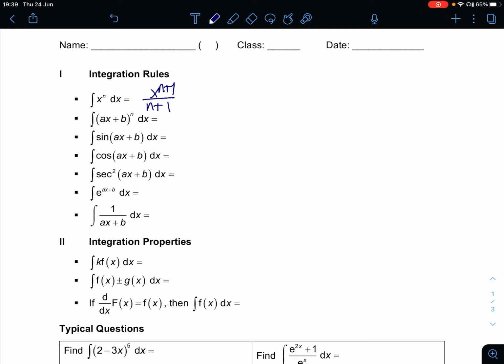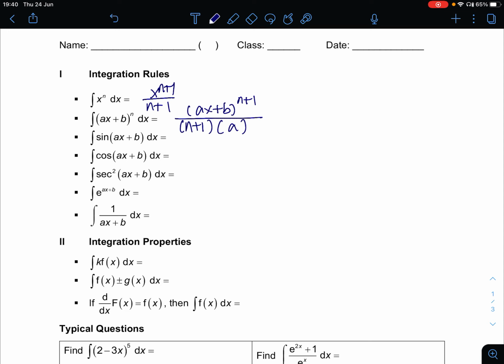(ax+b)^n is reverse chain rule. So in chain rule, you bring down the power. So now you increase the power. So you get (ax+b)^(n+1). In chain rule, you multiply by the power. So you divide by the power now. In chain rule, you times the inside differential. So now you divide by the inside differential.